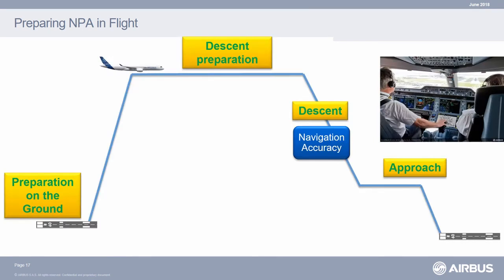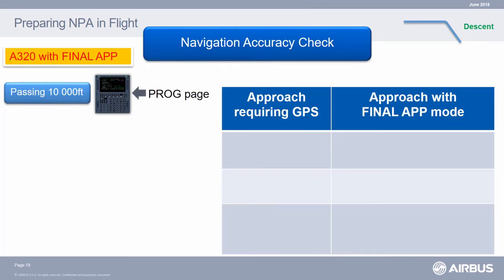So our approach is prepared. We can start the descent. And during the descent, we will confirm the strategy for the approach with the check of the navigation accuracy. On an A320 fitted with final APP mode, the check of navigation accuracy will be done on the probe page.